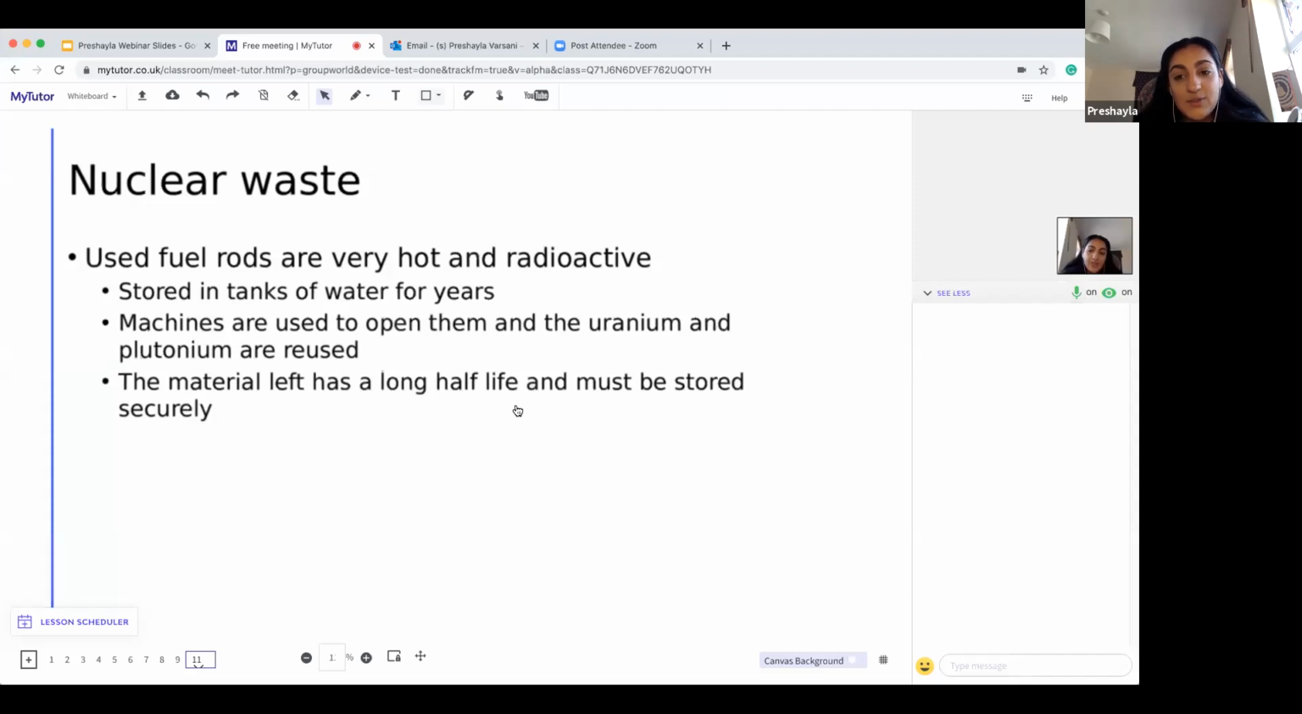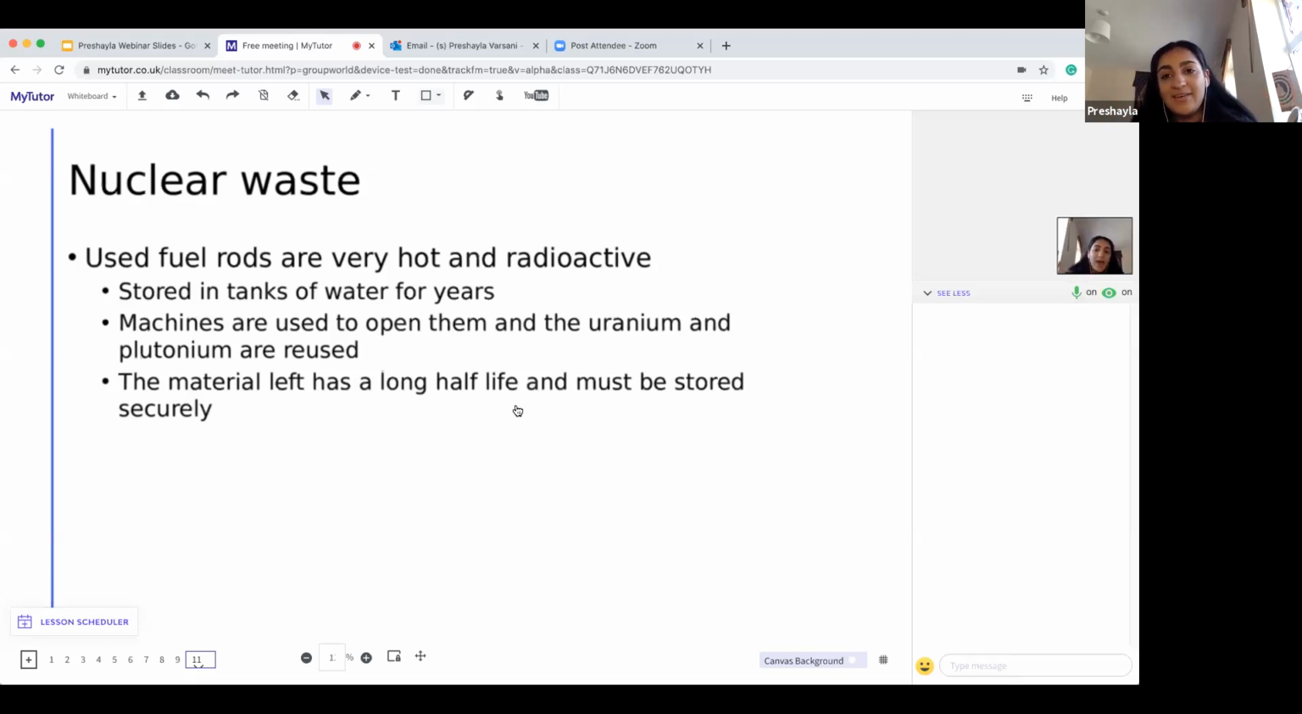So what we do is we store them in tanks of water for years and years. And that water allows it to cool down and take some of the radioactivity away from it. Machines are then used to open them. So we have some special machines which open these fuel rods, and the uranium and the plutonium that is inside of them is scraped out and reused. So that is one good use of fuel rods. They are reusing the radiation that is in them.